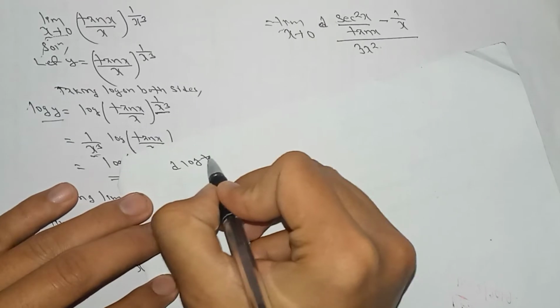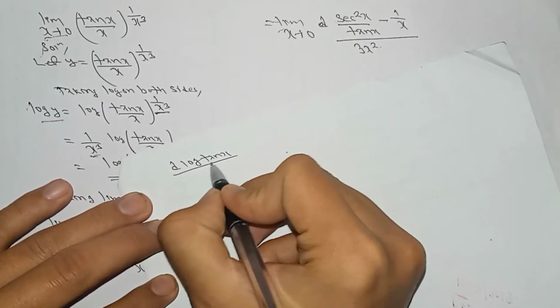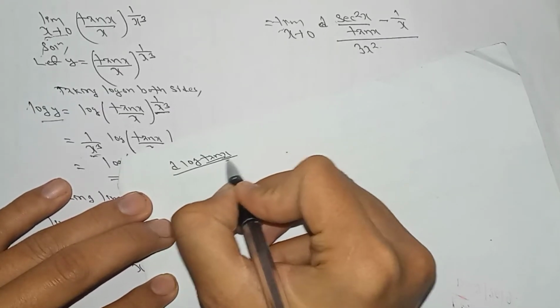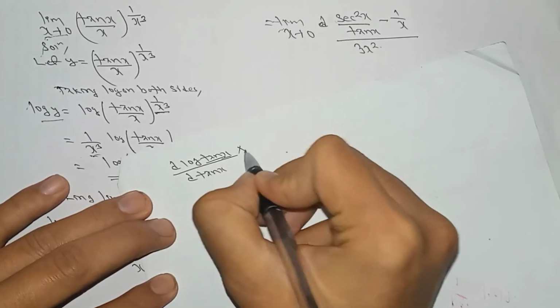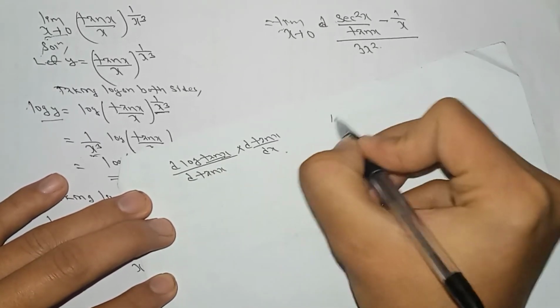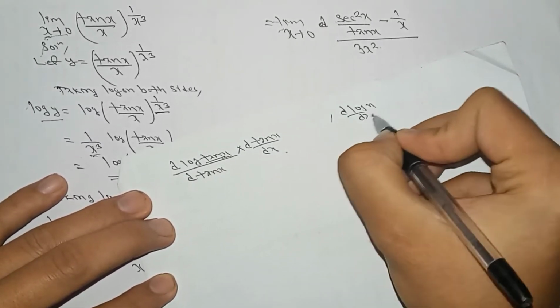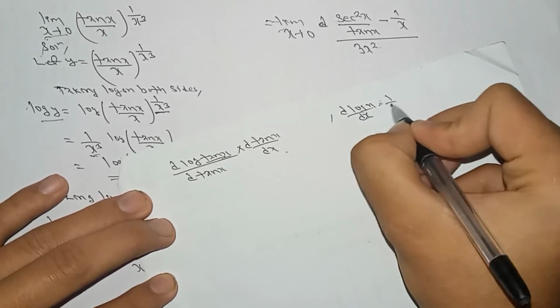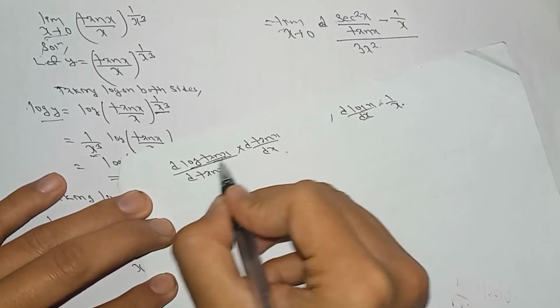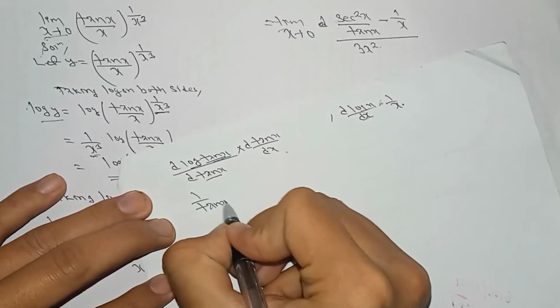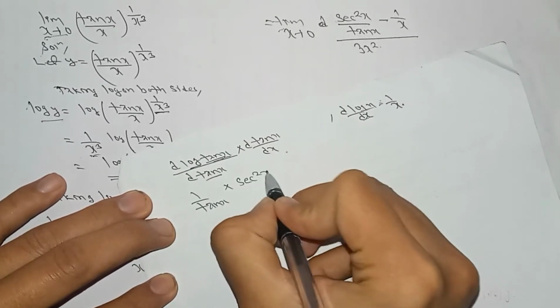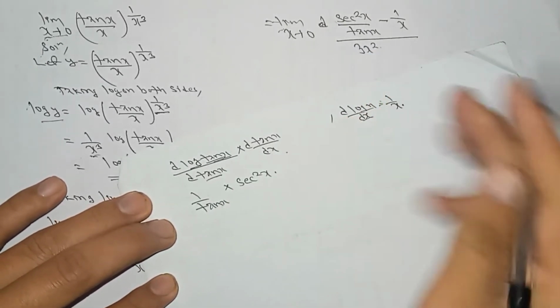We obtain this output as follows. We have to take the derivative of log tan x, so here we can directly differentiate: d log tan x by d tan x into d tan x by dx. As you know, we have the formula d log x by dx is 1 by x. Here we have log tan x, so that is 1 by tan x, and the derivative of tan x is sec square x. Okay, so you obtain here sec square x by tan x minus 1 by x.